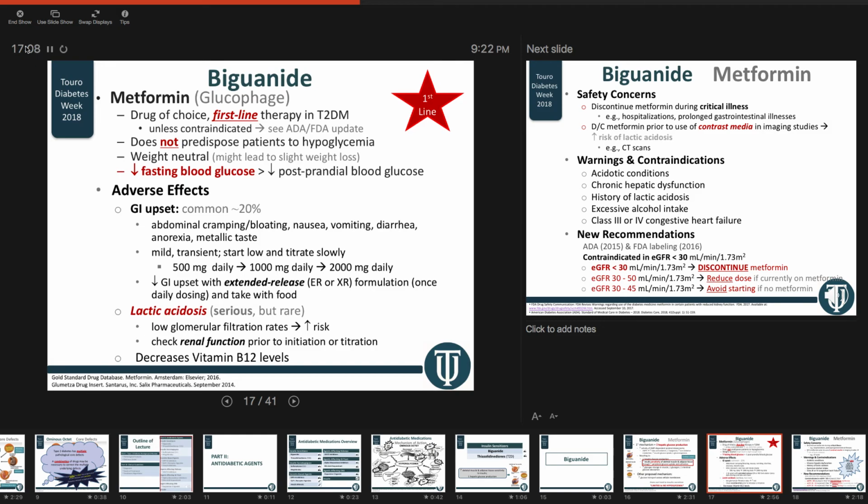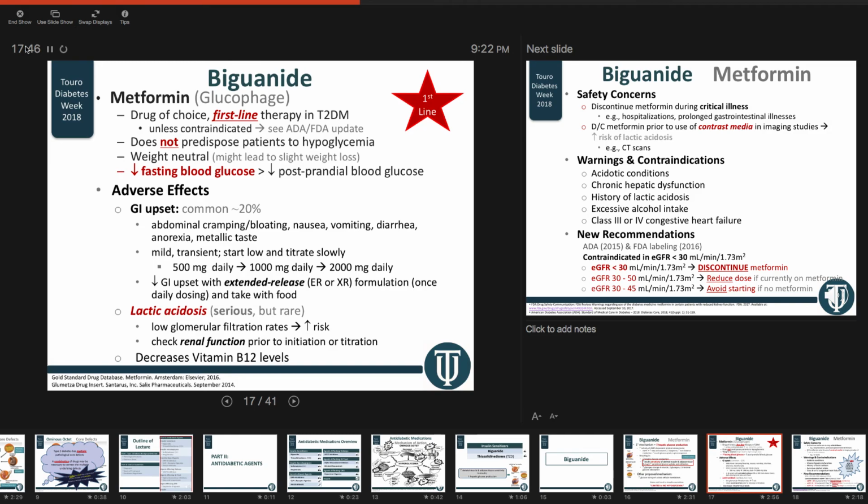In terms of side effects, mostly we will see some gastrointestinal upset, for example nausea, vomiting, diarrhea. And some patients might complain about a metallic taste. If that happens, there are several ways that we can fix or prevent it. First, we want to start the medication slow and titrate slowly. What do I mean by slow? We will start at a low dose of 500 daily, then increase to 1,000 milligrams daily, then increase to 2,000 milligrams daily, which is the max effective dose.